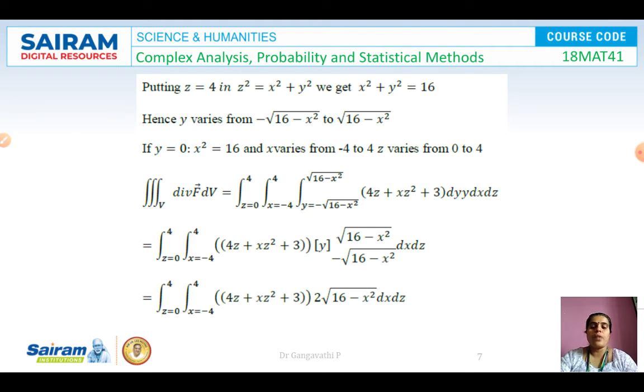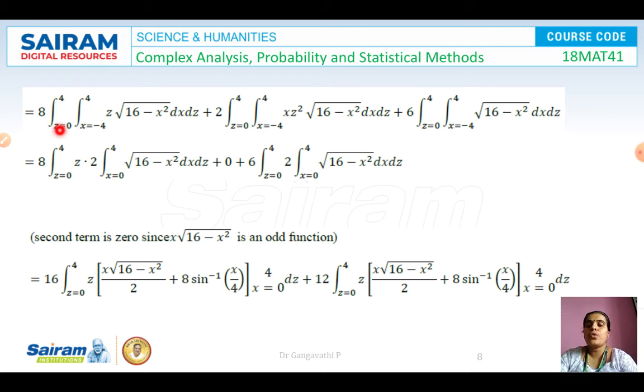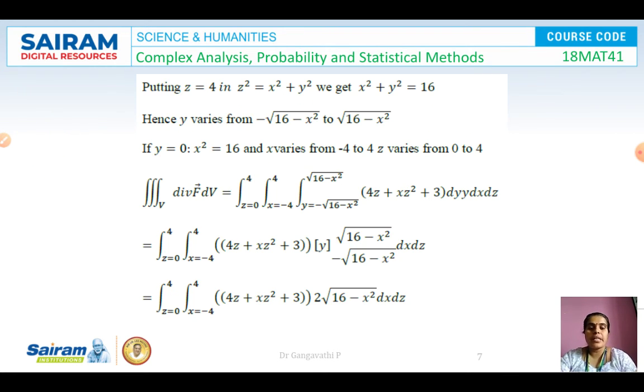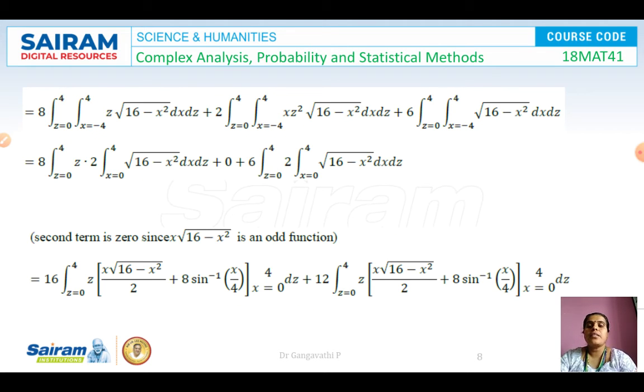Now let us write the integral 8 into, so from here we have this 2, and that 2 can be written outside. The integral from 0 to 4, and from minus 4 to 4, of z into root of 16 minus x square dx dz, plus 2 for the first term. We are segregating this term, multiplying inside the bracket: 4 into z into this, 4 into 2 is 8, which we write outside. Similarly, this 2 into root of 16 minus x square along with the integration, and this 2 into root of 16 minus x square along with this 3. So we have segregated the terms and written the first term, second term and third term.